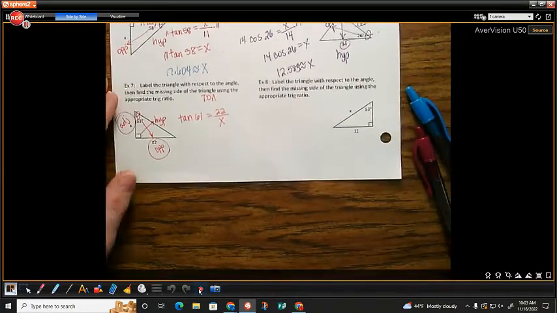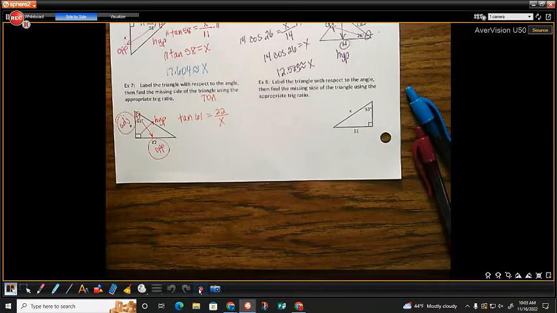And then why is this one cursed? Because x is on the bottom. When I want x by itself, do I want it to be 1 over x, or do I want just plain x? So x is on the bottom here, and that's a problem. But that's okay, because x is just a number, right? Yes. We just don't know what number it is.